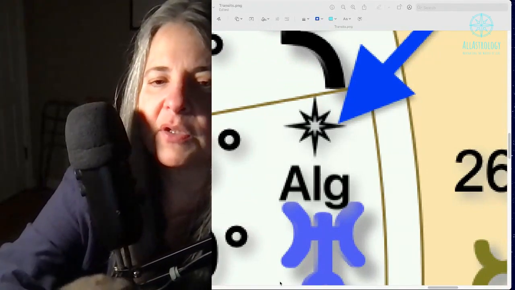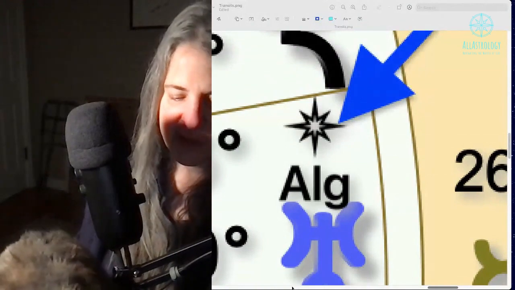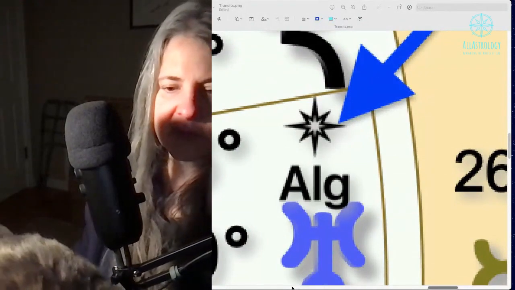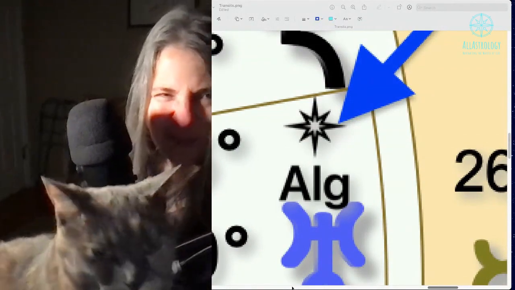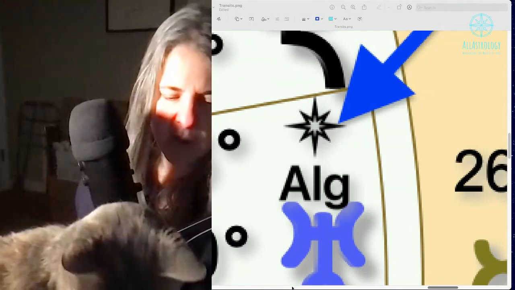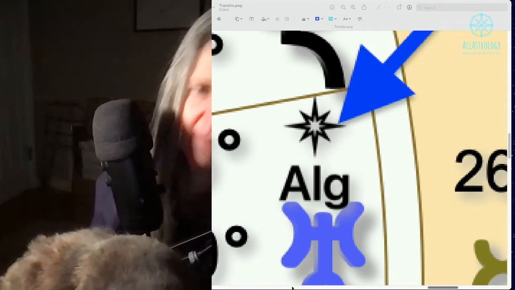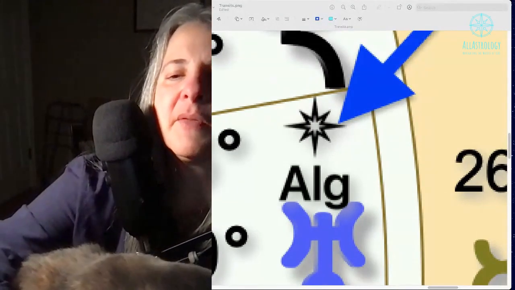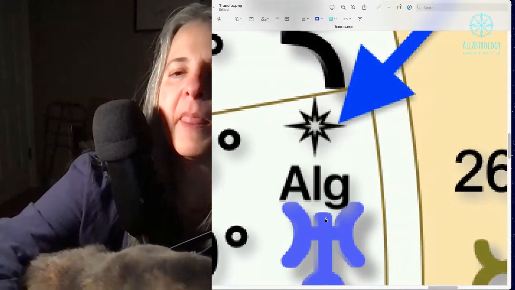Okay, Taff, get yourself comfortable. Is there not enough room? Oh, you know what? I do have the laptop a little closer. Let me see if I can push some things over. How's that? Is that better? Okay.